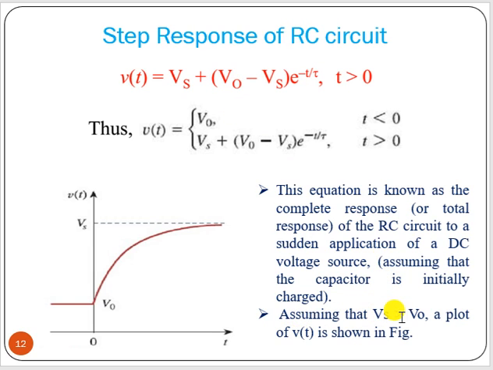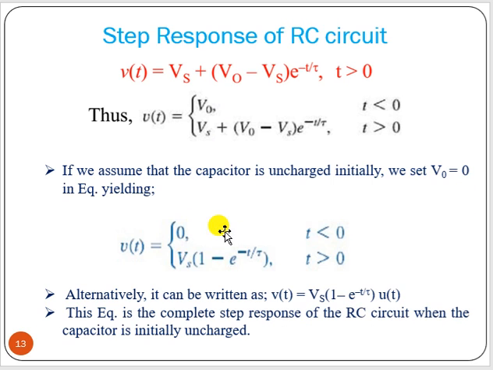So if we assume V0 is greater than Vs, now this is your initial value, and this Vs and this Vs, these are the final value. Okay, final value, that means steady state value, and this is the initial value. So from the initial value V0 it goes to Vs. So it is basically charging.